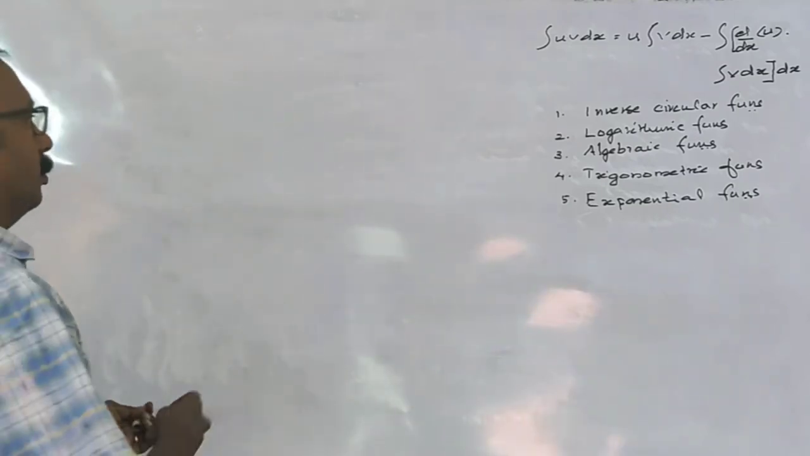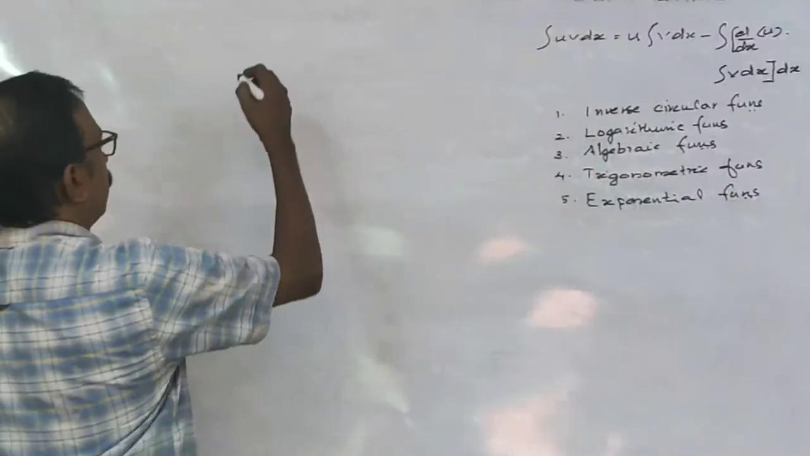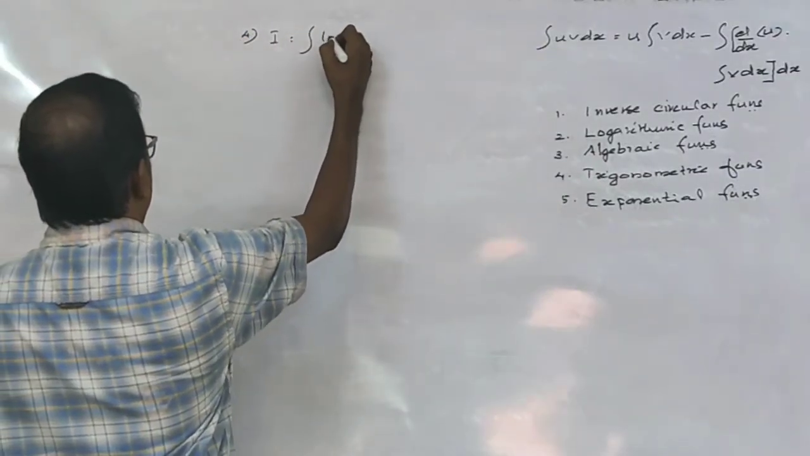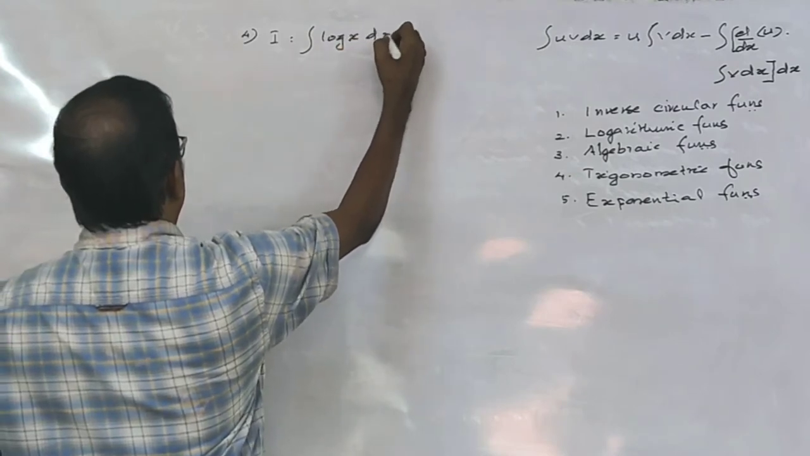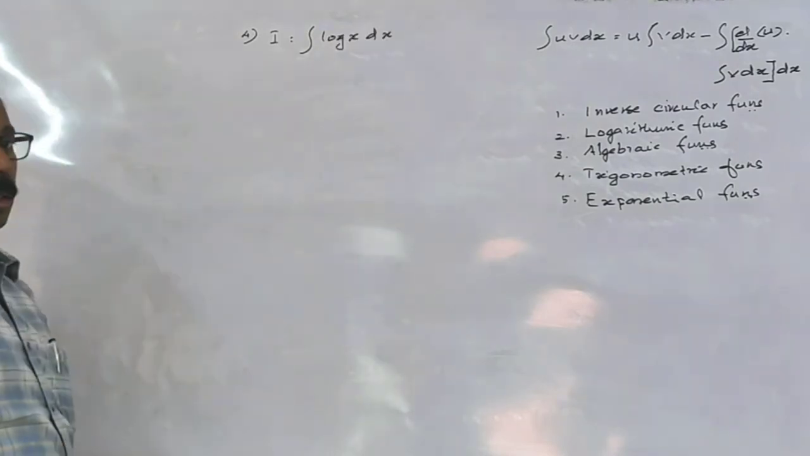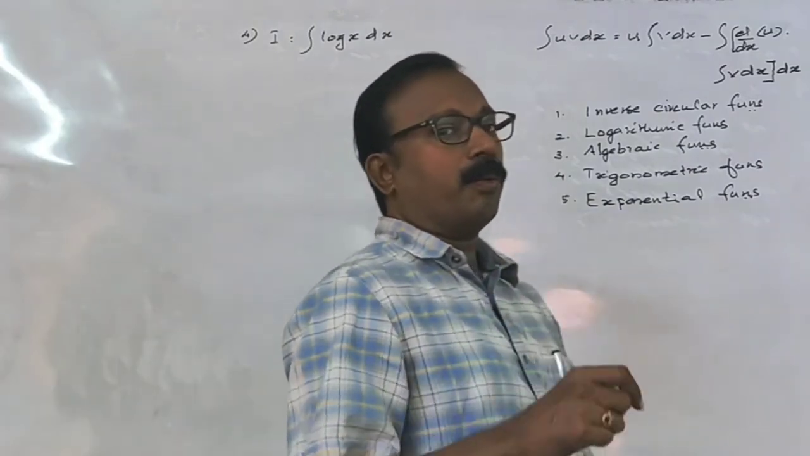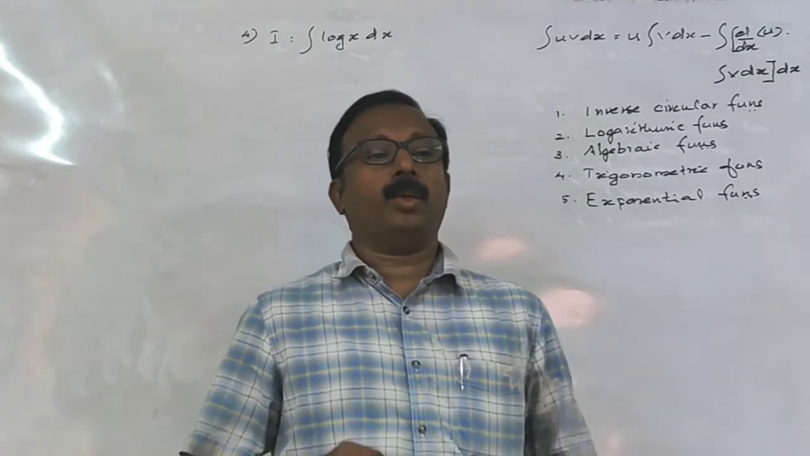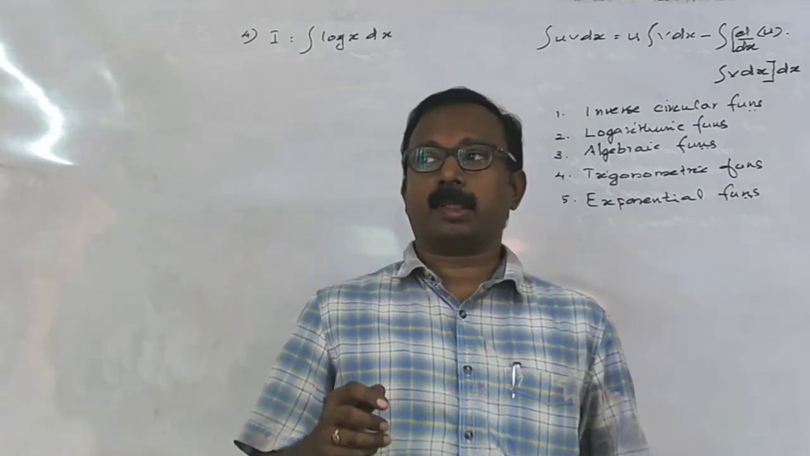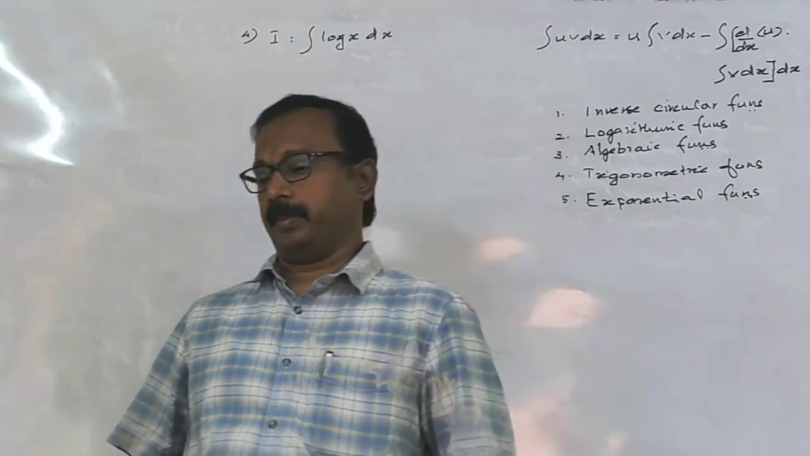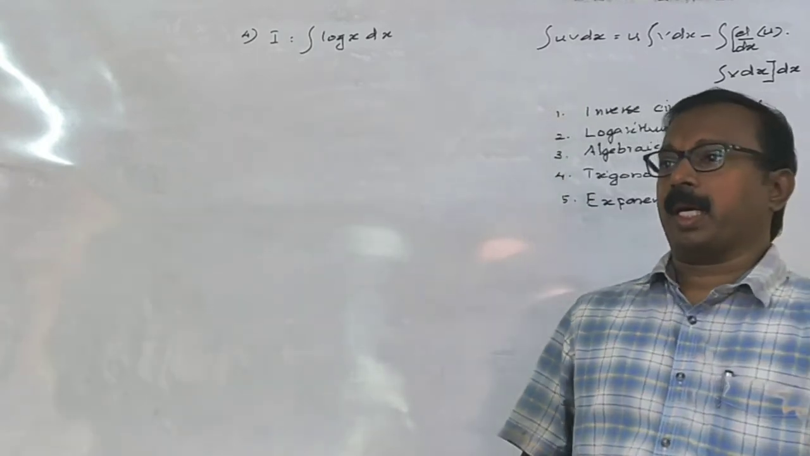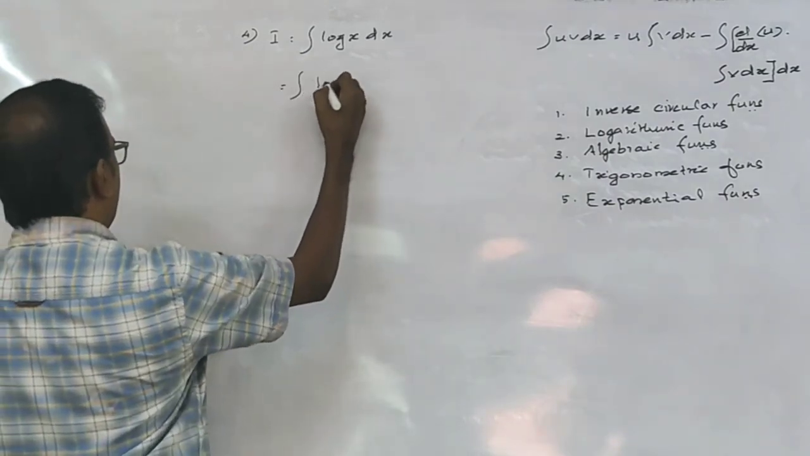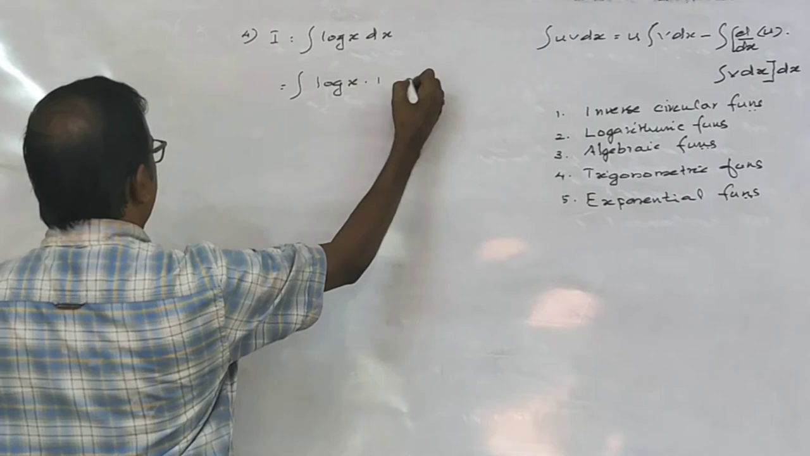This function is the integral of log x. Here we have only one function, which is not directly integrable. We cannot find the integral of the logarithmic function, as well as inverse functions, directly. So we arrange this function as the integral of log x into 1 into dx.